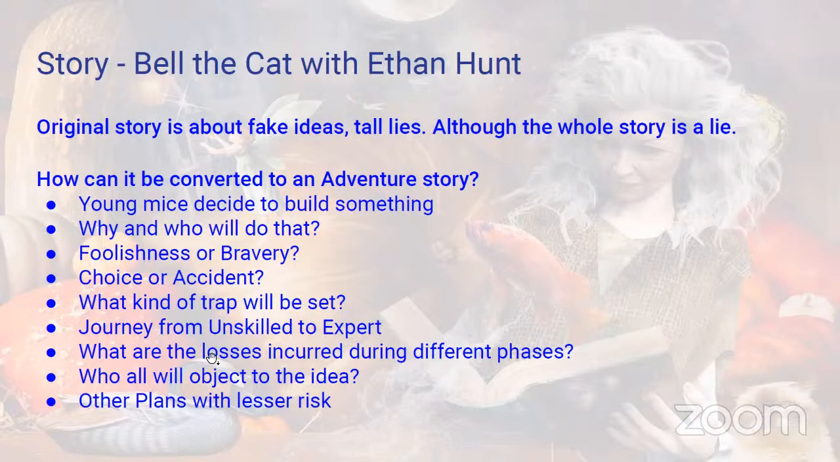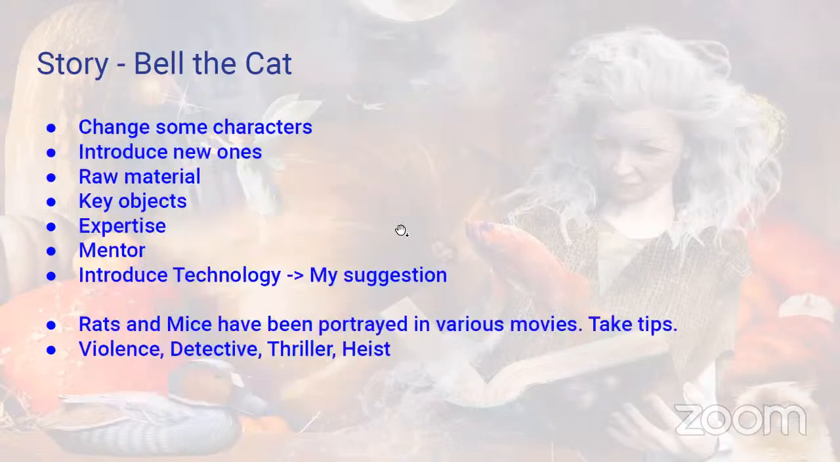The objections must also be amplified. Who all will object to the idea? Like I mentioned, there will be people who will come back and say it is not possible. This is sheer stupidity. Or the cat is going to come back more ferocious than ever. Instead of chasing us, it might start really hunting us. And can there be other plans with lesser risk? I think we have some ideas. So now what you can do is change some characters, introduce new ones.